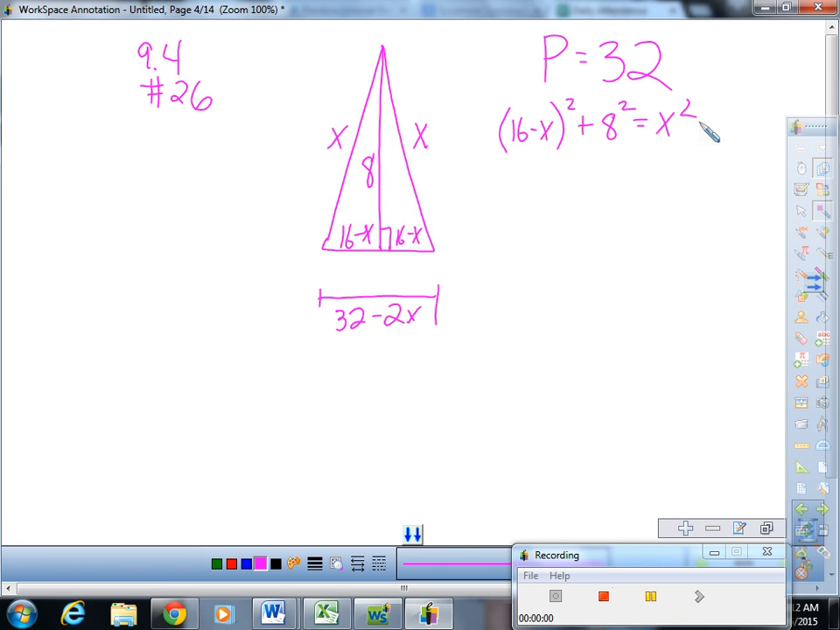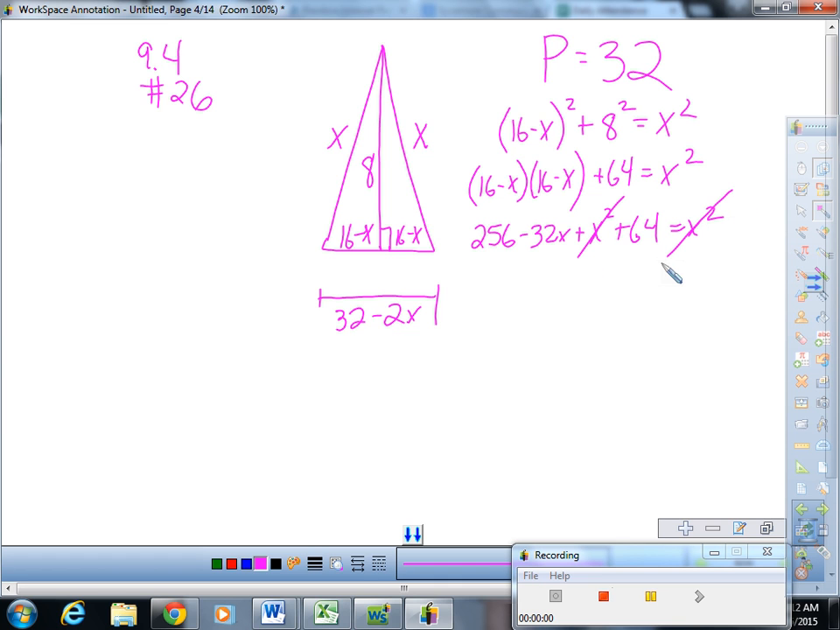Excellent. Pythagorean theorem. Okay, 16 minus x squared. Well, I will FOIL it for you guys because I think many of you are still writing that incorrectly. So you might as well FOIL it to save the mistake. All right, so 16 squared is 256, minus 16x, minus 16x is a negative 32x, plus x squared, plus 64 equals... sweet, why am I happy? My x squareds are gone.